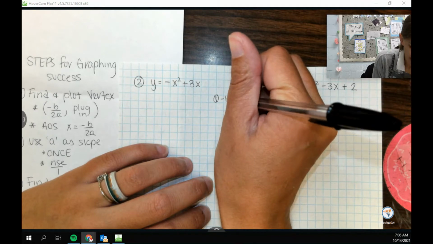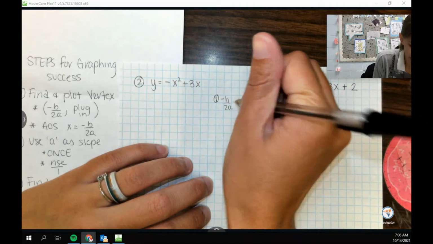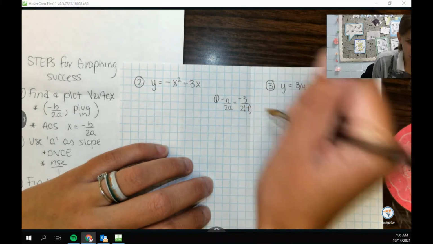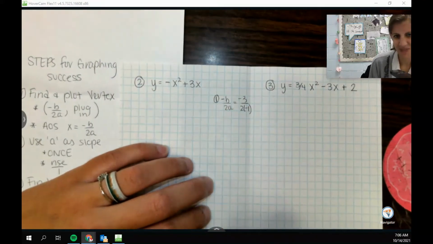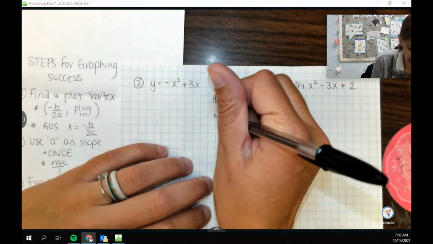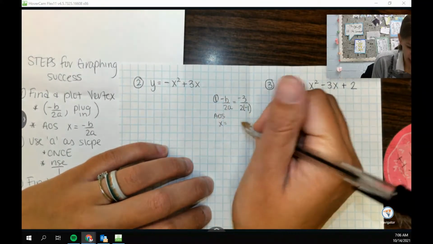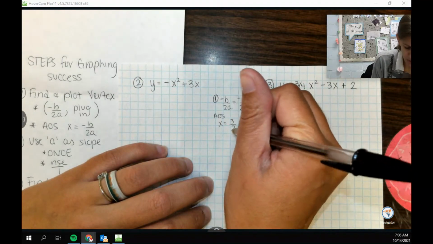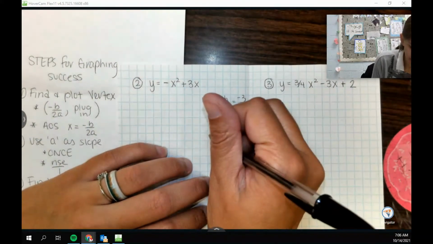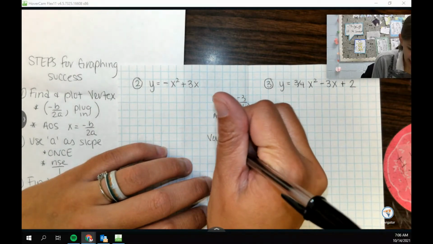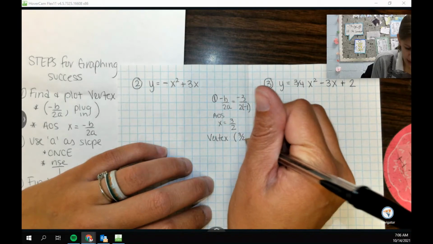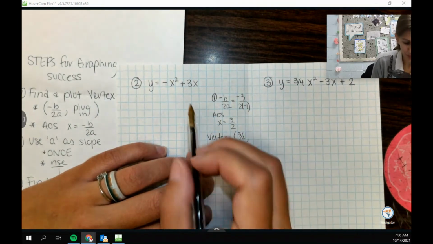So we're going to do negative b over 2a. So negative 3 over 2 times negative 1. It's not going to reduce very nicely. This is going to have my axis of symmetry at 3 over 2, which is 1.5. However, I feel like for the vertex, I kind of want to leave it as a fraction when I'm finding that y value. I think it'll just work out a little nicer.